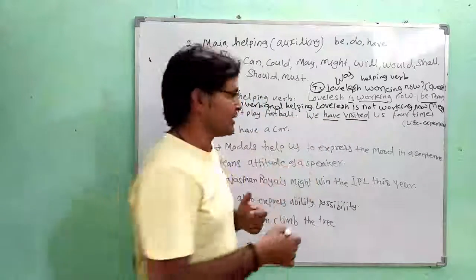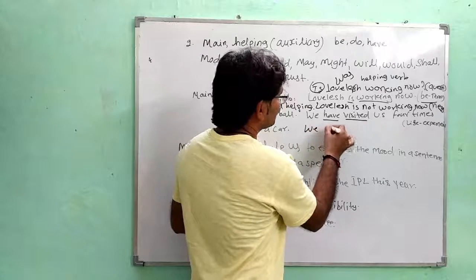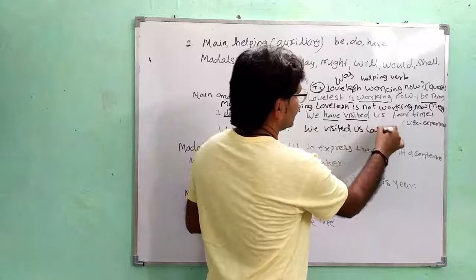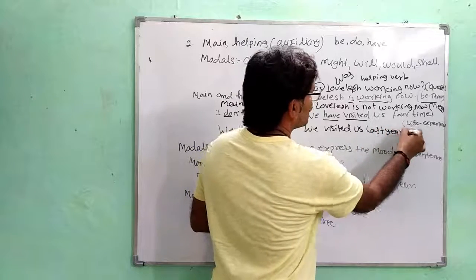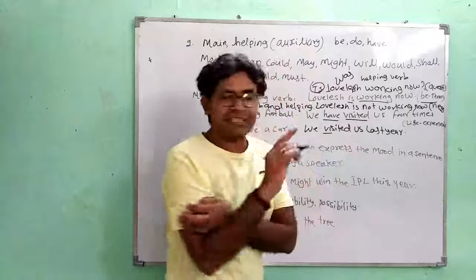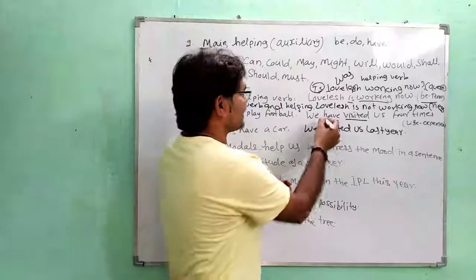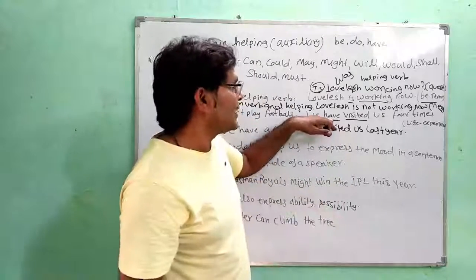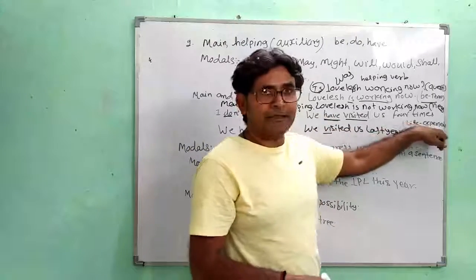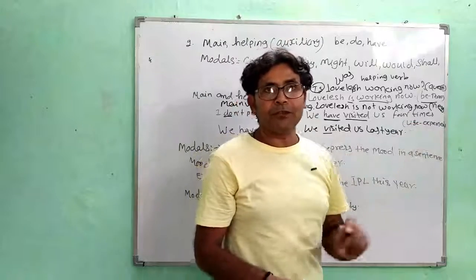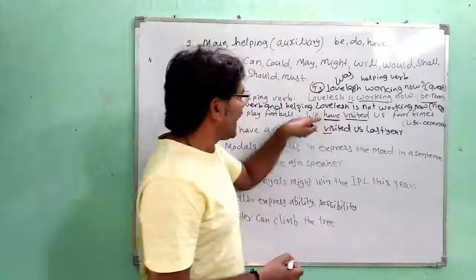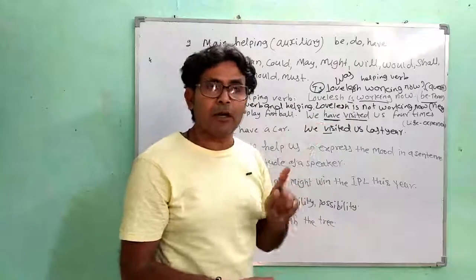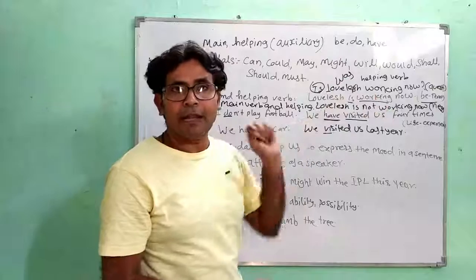We have visited US 4 times. If I say this sentence, we visited US last year, it shows we visited only one time, but the first sentence is showing more than one time, which means this have is expressing a life experience. Like in your life, you have visited US many times. So here have is being used as a helping verb and also showing a life experience.